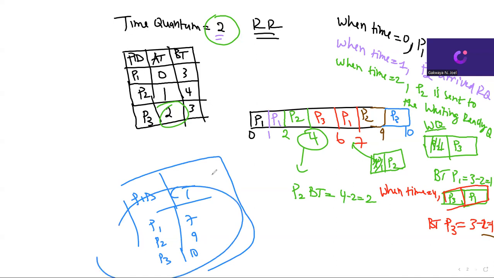So once you get the completion time, now you can calculate turnaround time, which is equal to completion time minus arrival time. And then you calculate waiting time, turnaround time minus burst time. This is it. This is all about round robin. All right, round robin. If you have any question or doubt, don't hesitate to meet me at any time.